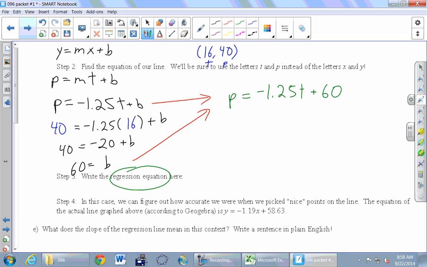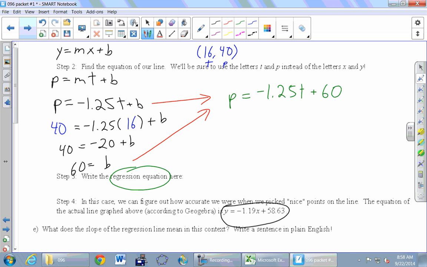And in step 4 here, it says we can figure out how accurate we were, because I actually did this problem on GeoGebra. It's a free piece of math software. Yeah, Cody. Yeah, step 3 is just asking you to write your final answer in one nice place.